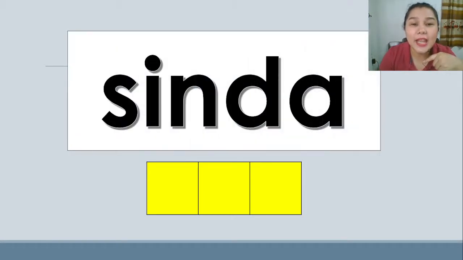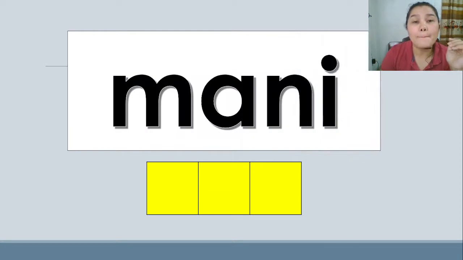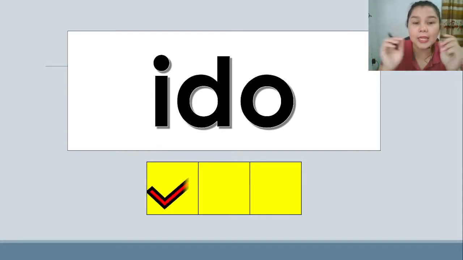Another word, sinda. Sinda. Do you hear the sound E? Is it beginning, middle, or end? Kapinunan, tahaw, katapusan. Okay, tahaw siya, kasi ang beginning sound niya, followed by E. So, sinda. Next, mani. Mani. You hear the sound E? Okay, at the end. Next, ido. Ido. Okay, beginning.